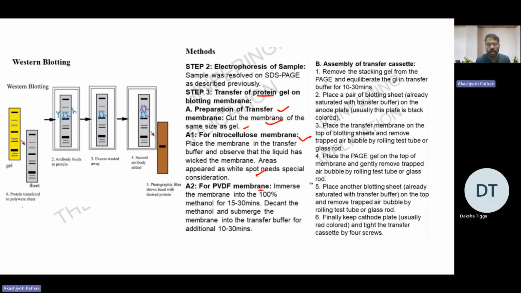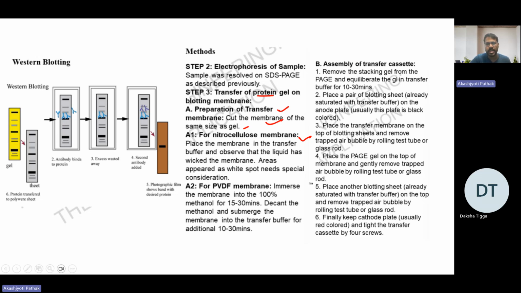For a PVDF membrane, you need to use 100% methanol. So remember this: to activate the membrane, you need to immerse it in 100% methanol for 5 to 7 minutes, and then decant the methanol. PVDF membrane must be activated by immersing it in methanol. But for other membranes like nitrocellulose, you can directly place it in the transfer buffer, and then you need to assemble the transfer cassette.